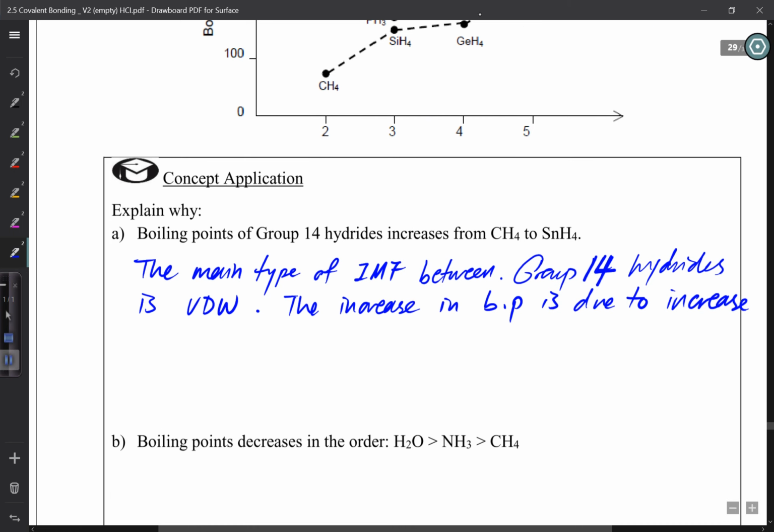So the increase in boiling point is due to the increase in van der Waals forces, since the number of electrons from CH4 to SnH4 increases.